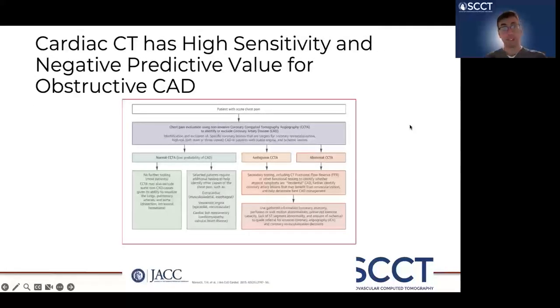A really big takeaway is that cardiac CT has a high sensitivity and negative predictive value for obstructive coronary artery disease. This table is from the Journal of the American College of Cardiology. Essentially, it's saying if you have a negative or normal cardiac CT, which is the green boxes on the left of the slide here, that essentially no further cardiac workup is needed for CAD, and you can then do your other evaluation for chest pain. If your CT is ambiguous or abnormal, then you may have to do further testing. But basically what it's saying is if it's negative, you're essentially ruling out obstructive CAD.